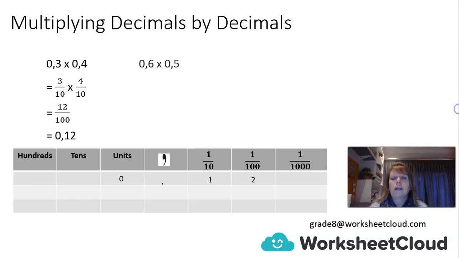Okay, so let's have a look at another one. We've got 0,6 times 0,5. Again, let's change those into common fractions. So we're going to get 6 over 10 and 5 over 10, and we're going to multiply them together. Again, let's not make the 5 over 10 into a half and the 6 over 10 into 3/5, because we want to keep our denominators as multiples of 10. So let's just multiply out. We're going to end up with 30 over 100.